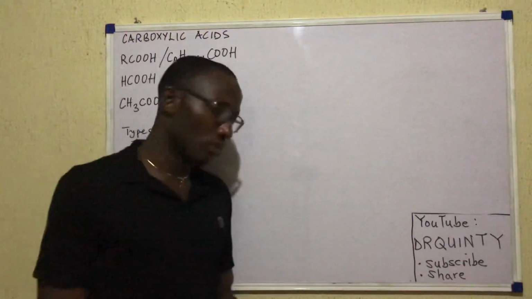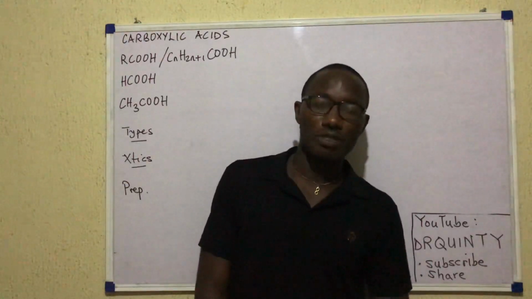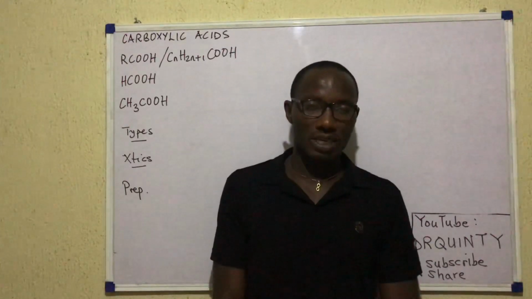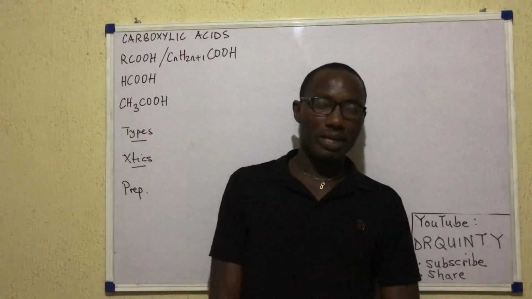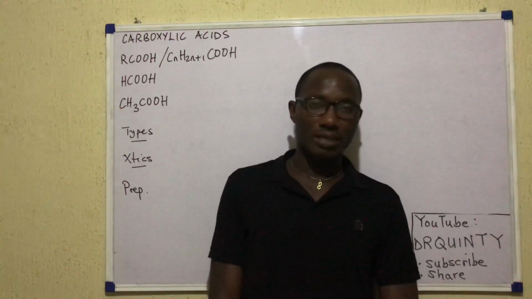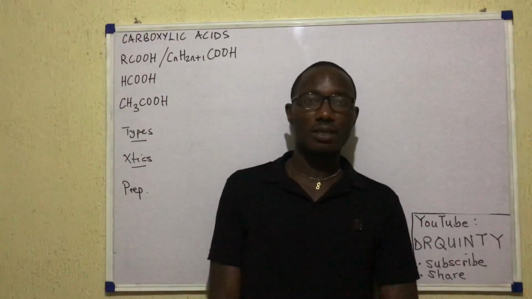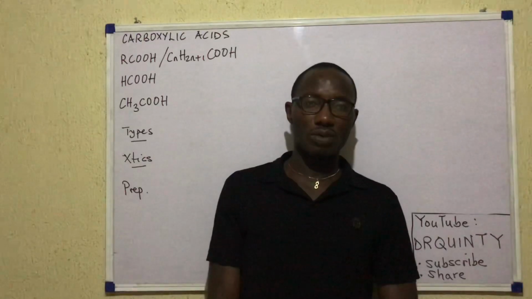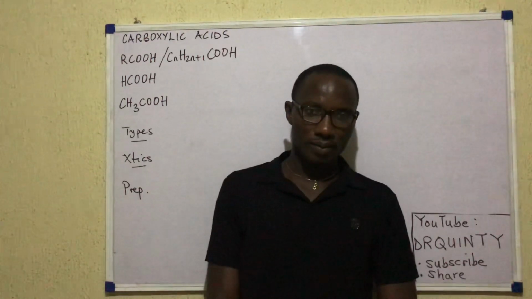In this video, we'll introduce the carboxylic acids, and precisely we'll be talking about the alkanoic acids, which are the saturated ones. Of course, we have the alkenoic and the alkynoic acids, which are unsaturated forms of the carboxylic acids. But like I said, our focus will be on the saturated ones, also called the alkanoic acids.